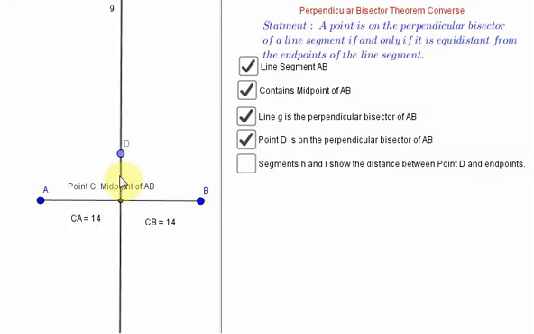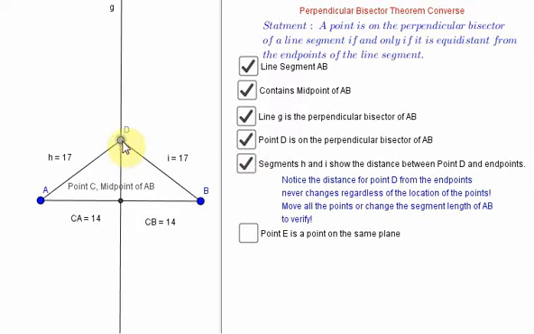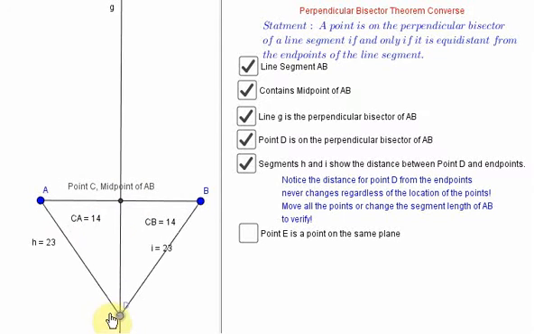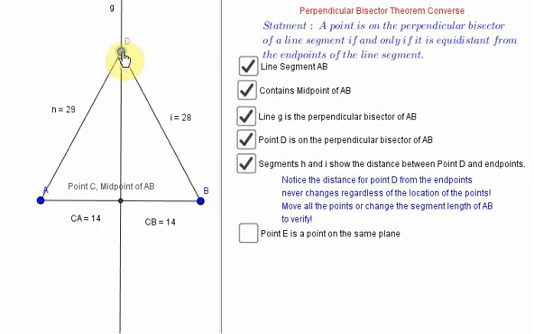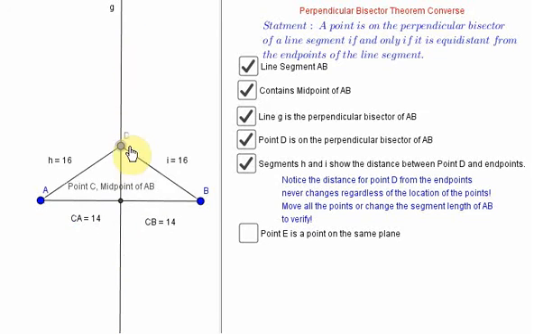As we know, the perpendicular bisector passes through the midpoint, which is point C, and point D is on this perpendicular bisector. Notice that you can move this point around. Now, segments H and I show the distance between point D and the endpoints. So notice, regardless of the position of D, since D is a point on the perpendicular bisector, point D is always equidistant from the endpoints A and B.